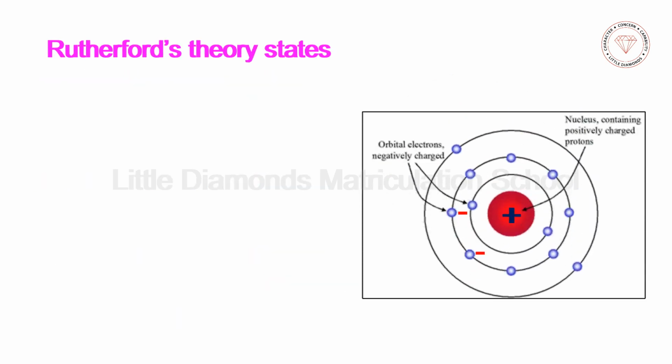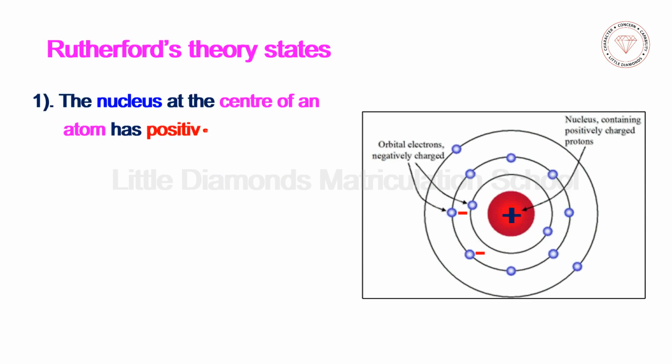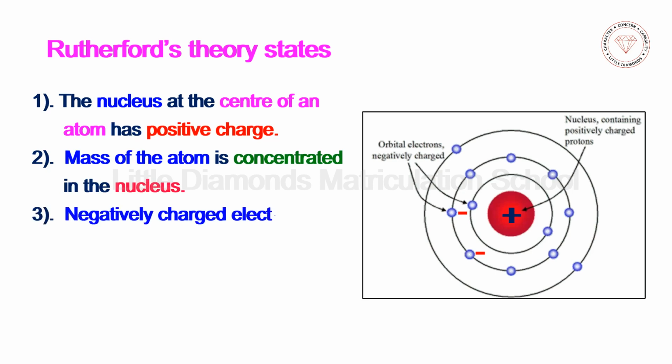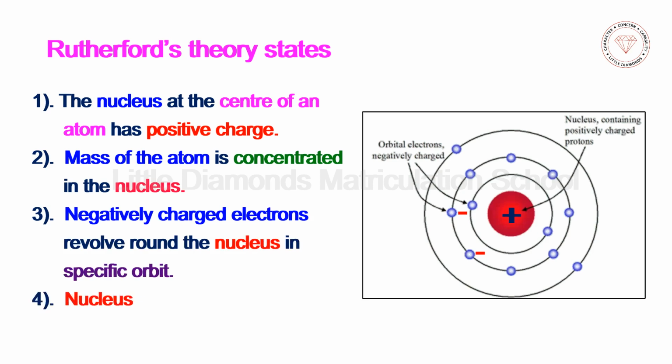Rutherford's theory states that the nucleus at the center of an atom has positive charge. The mass of an atom is concentrated in the nucleus. Negatively charged electrons revolve round the nucleus in specific orbits. The nucleus is very small compared to the atom.